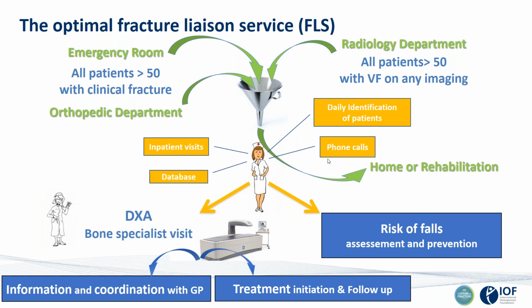But the key person in the FLS will be the coordinator, because he will identify the patient coming from the different departments of the hospital. He will make appointment for the DXA measurement, for the bone specialist visit if needed, but he also contact the department that is in charge of fall assessment and fall prevention. Usually it's more in geriatrician department.